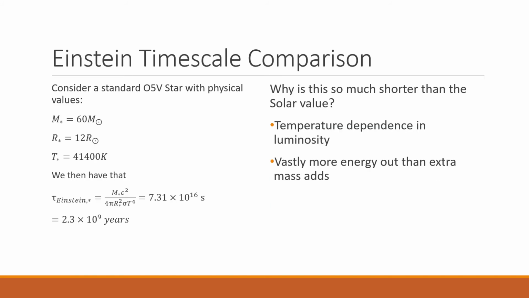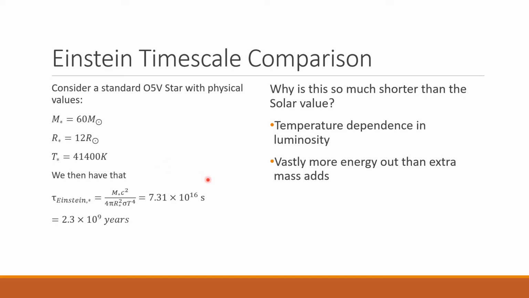So let's look at an O-type star. I picked a standard O5 here with a mass of 60 solar masses, a radius of 12 solar radii, and a temperature of 41,000 Kelvin. Note then, if you plug in all of those to our formula, you get an Einstein timescale of 2.3 times 10 to the 9 years. This is 4 orders of magnitude less than our previous solar timescale.